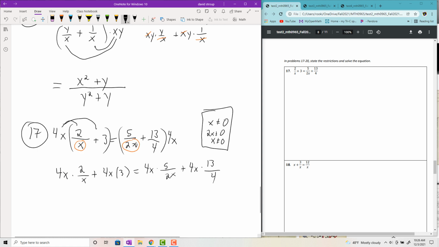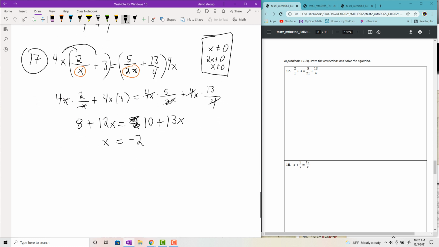The first term, that x is canceled, just leaving you with 8. And then you get plus 12x. And over here, 4x over 2x is just 2. Times 5 is 10, so let's just write 10. And then plus, the 4's cancel, and you get 13x. Now you can move the x's to one side. You'll have 1x when you flip-flop sides, and then you'll have negative 2 on the other side. So the solution is x equals negative 2, assuming I didn't make any silly mistakes. I think I'm good.